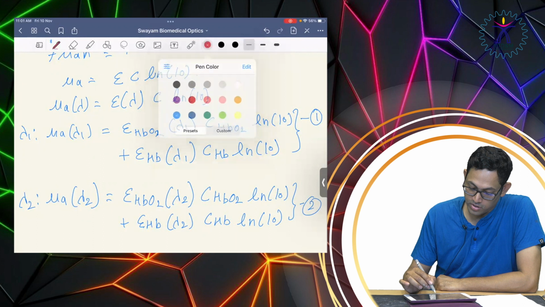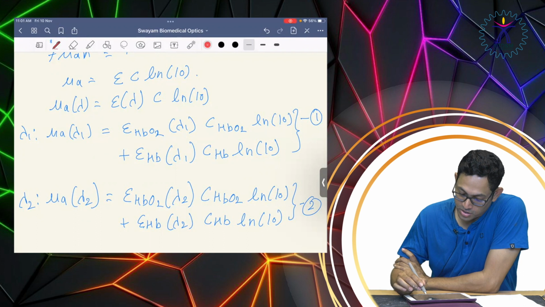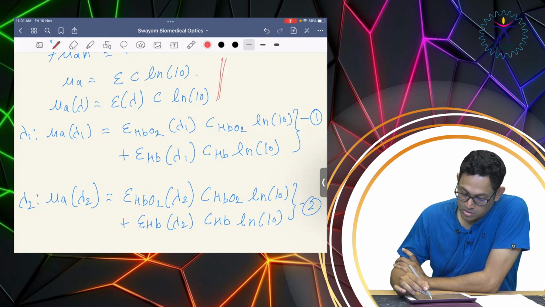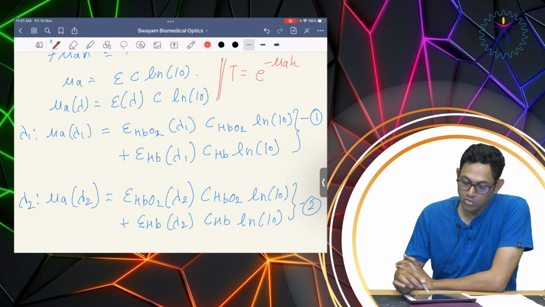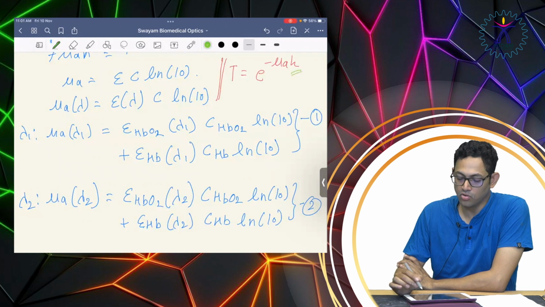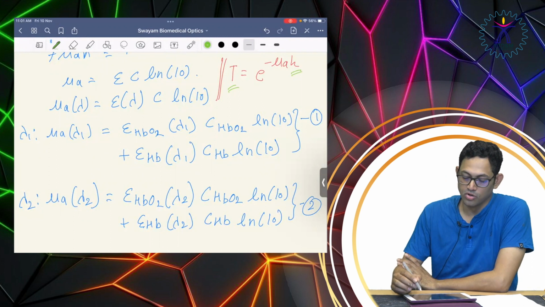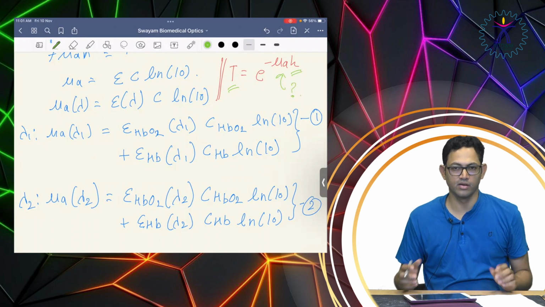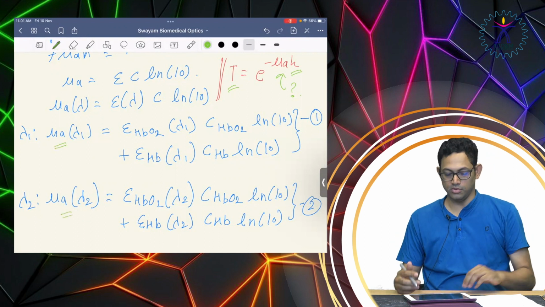Now if you see this carefully, let us see what information we already have. We know the equation that transmittance is equal to exponential of minus mu a into h. We already know the value of h, and we already know the transmittance, which is given in the problem. So we can actually find mu a. We already know mu a for two different wavelengths.